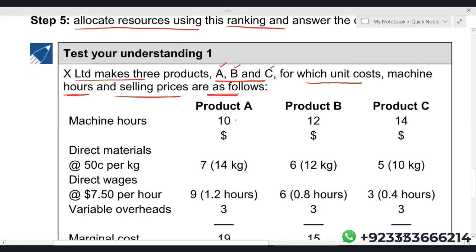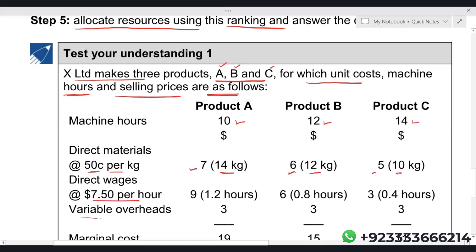Product A needs 10 machine hours. Product B needs 12 machine hours. Product C needs 14 machine hours. Direct material is 50 cents per kg. So one unit of product A needs 14 kg. 14 multiplied by 0.5 is $7. Product B needs 12 kg into 0.5 is 6. Product C, 10 kg into 0.5 is 5.